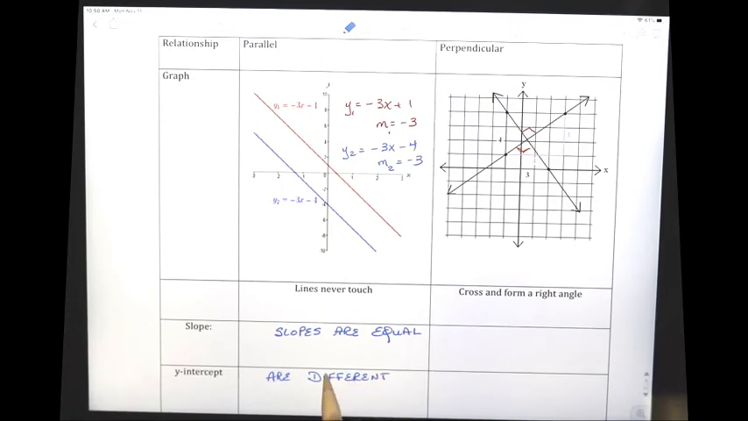So a list of qualities or characteristics to know: the lines never touch for parallel, the slopes are always going to be equal, and the y-intercepts are going to be 2 different points.